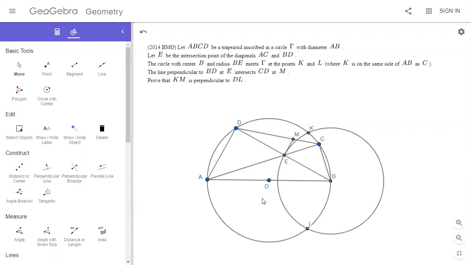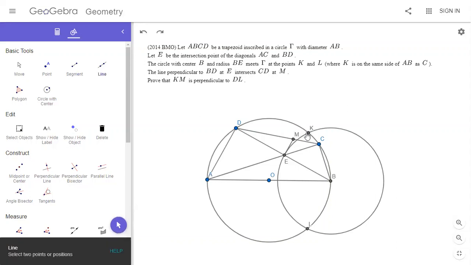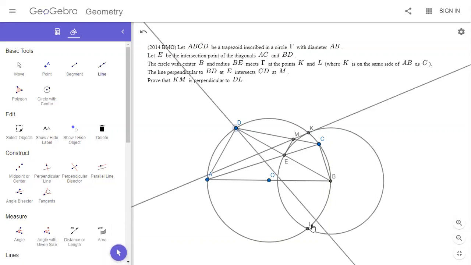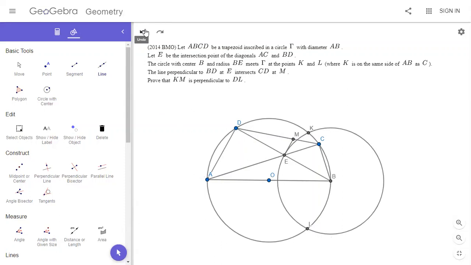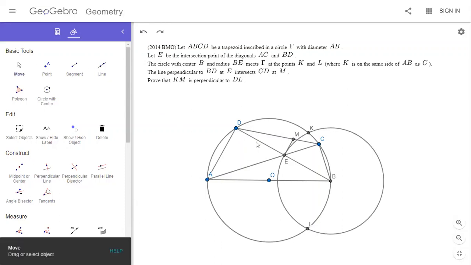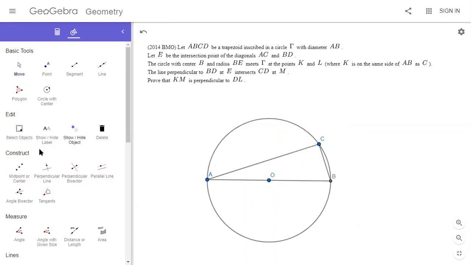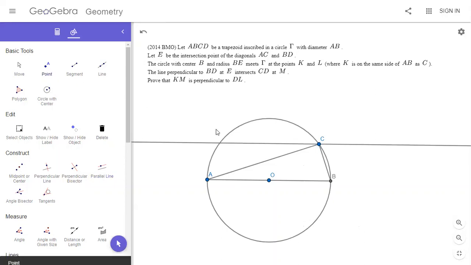So KM is perpendicular to DL. Let's see, does that even look true from this? Just want to make sure I'm drawing everything right. No, so something I didn't draw right here. Oh, ABCD has to be an isosceles trapezoid. Okay, that makes sense. So that kind of narrows things down a little bit.